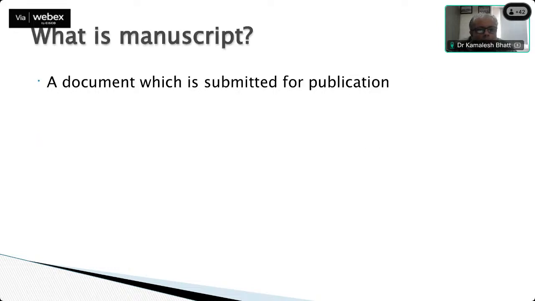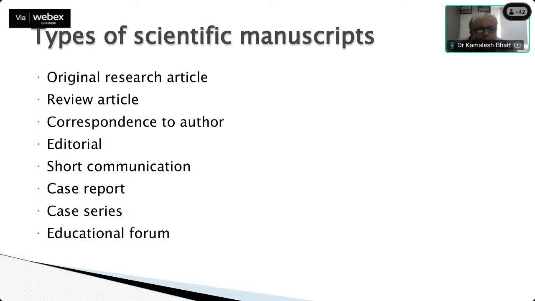So first of all, what is a manuscript? A manuscript is a document which is submitted for publication. In our medical field, different types of scientific manuscripts are there in a journal. Whenever we talk about manuscripts, we always think of the original research article only, but there can be a review article also.